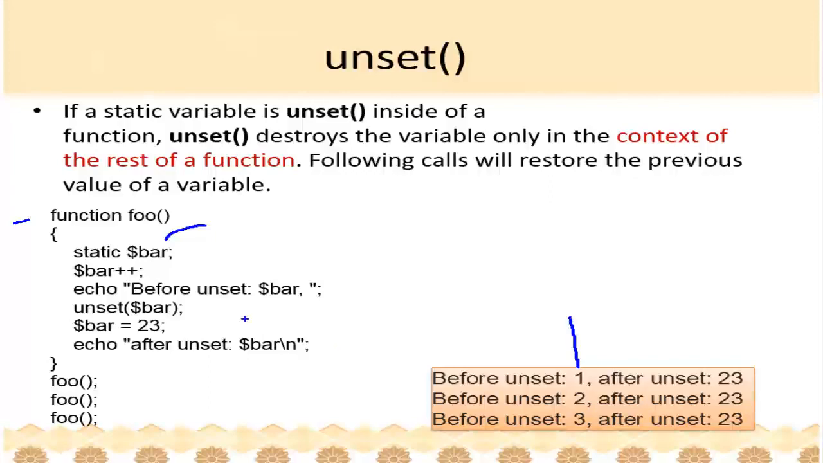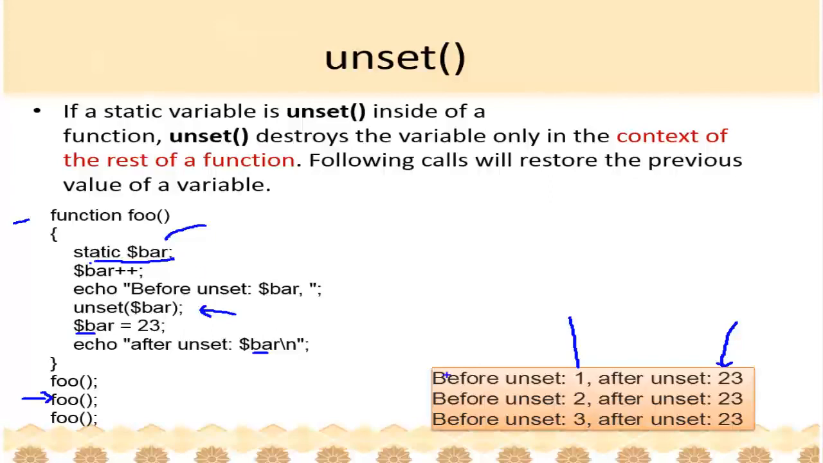So it's going to say that before unset, this is the value. You unset this value. So this bar is gone. You assign a value 23 and then print the value of bar here, and it's going to say it is 23. Call this function again. What is going to happen? This function will come back. Remember, it's a static variable.